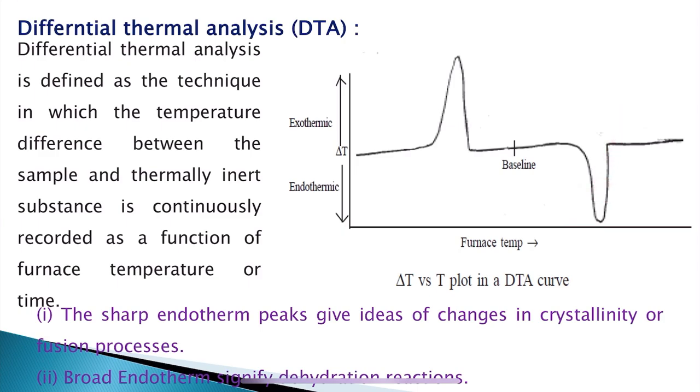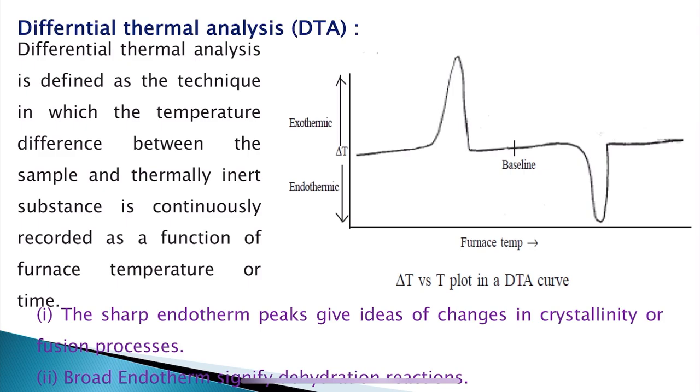Okay, so by looking at the shape and size of the curve or the peaks, we can get good information about the nature of the test sample. Generally, sharp endotherm peaks give us an idea of a change in crystallinity or the fusion process. So this is a sharp endothermic peak, and it gives us information about changes in the crystallinity.